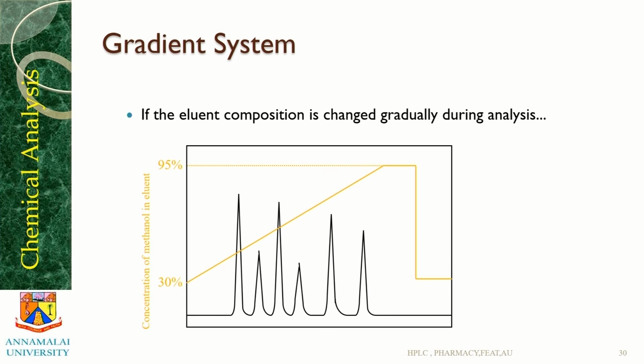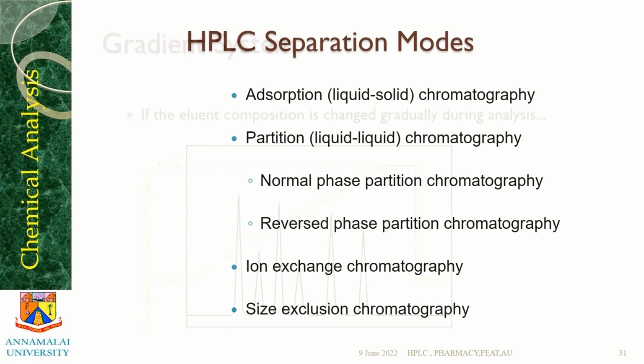So, here is the chromatogram of the gradient system, in which the mobile phase is continuously changing as the time changes from 30 percent to 95 percent of methanol. So, here you can see well resolved peaks, 1, 2, 3, 4, 5, 6 peaks are present, well resolved and well separated peaks are obtained in the gradient system. So, always we use the gradient system rather than isocratic mode.